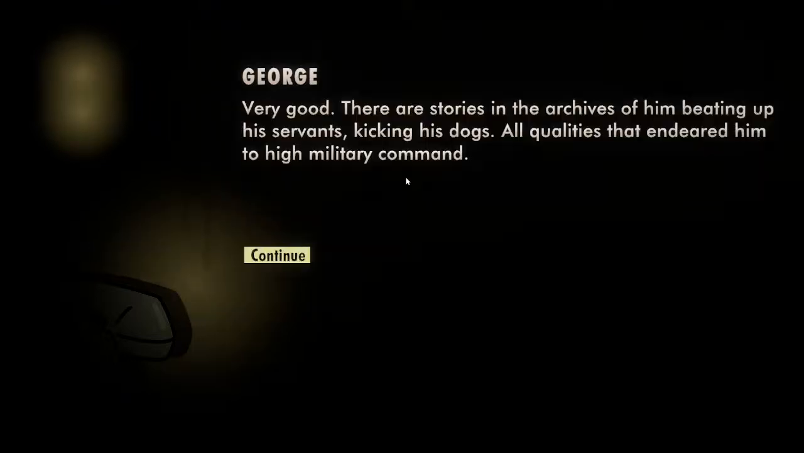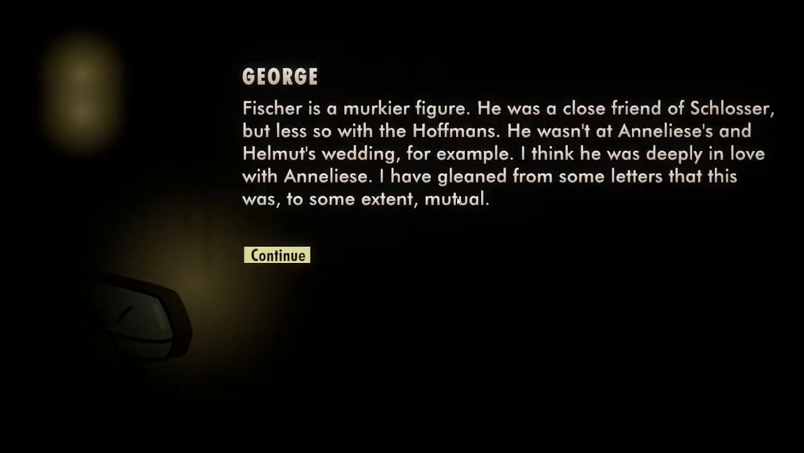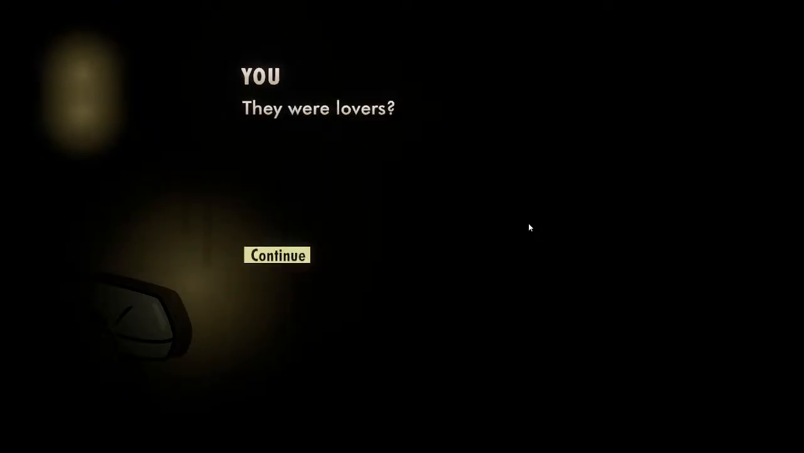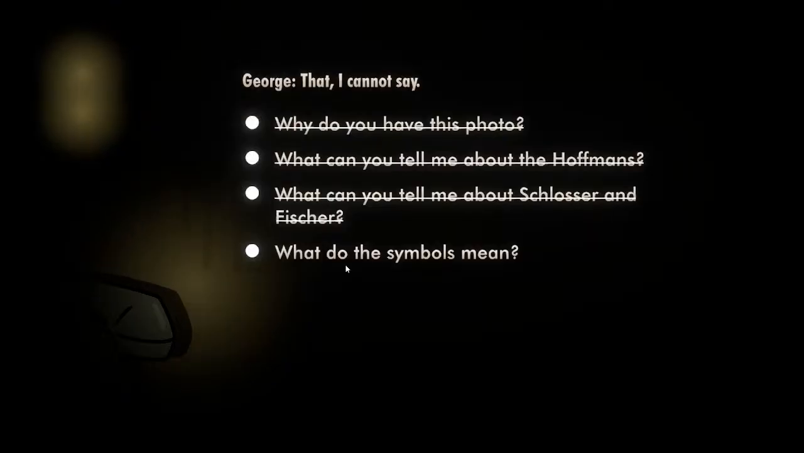So not your typical Nazi, then. Very good. There are stories in the archives of him beating up his servants, kicking his dogs, all qualities that endeared him to military command. And Fischer? Fischer is a murkier figure. He was a close friend of Schlosser, but less so with the Hoffmans. He wasn't at Anneliese's and Helmut's wedding, for example. I think he was deeply in love with Anneliese. I've gleaned from some letters that this was to some extent mutual. They were lovers? That I cannot say.